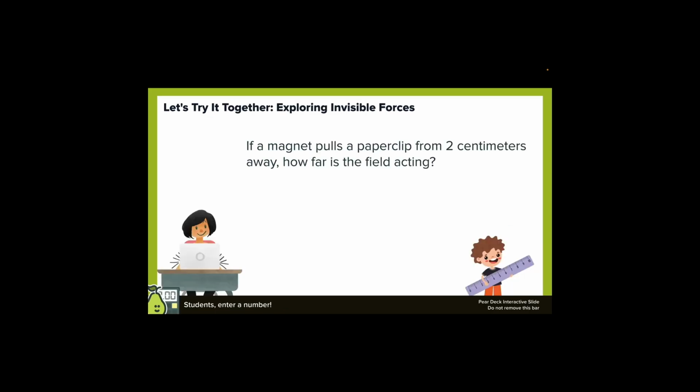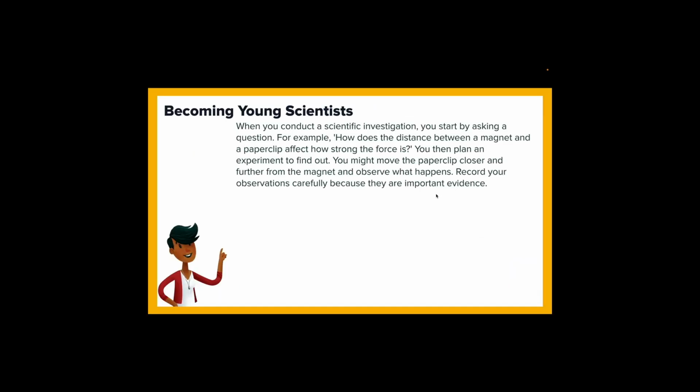All right, let's try it together. Exploring invisible forces. If a magnet pulls a paperclip from 2 centimeters away, how far is the field acting? So the magnet is not touching the paperclip. It is 2 centimeters away from touching the magnet. How far is that magnetic field? Take a minute, think about it, enter a number. All right, you should have been able to say that the magnetic field is 2 centimeters.